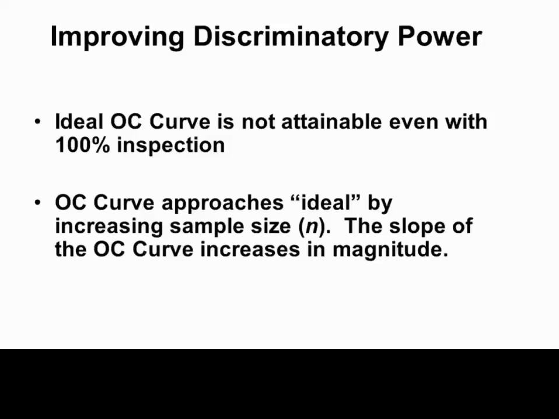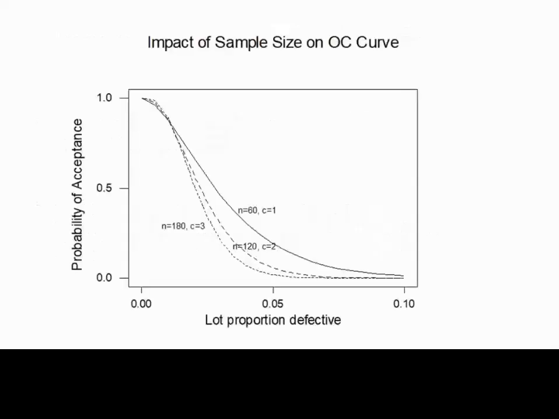The slope of our OC curve will get steeper as the sample size goes up. As you can see on this picture, I took the OC curve that I just showed you, n equals 60, c equals 1, and then I left the proportions the same, but I doubled it, 120 and 2, and I sort of tripled it, 180 and 3, and you would see this is going to become more vertical around the ratio of 1 to 60 as we just kept increasing the sample size.